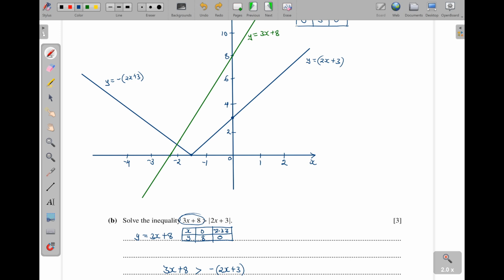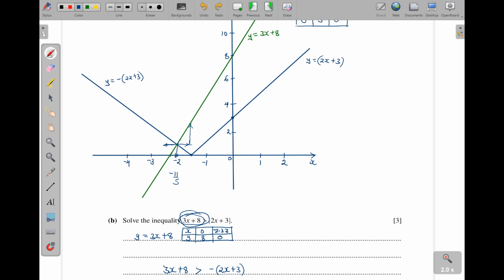So where it is above it, this value that we have gotten here is negative 11 over 5. So we have to look at the right of it and the left of it. On the right of it, you can see that the y value, this green one, is above this one here. You can see that it is down, so it is above. So we have to look at the right.